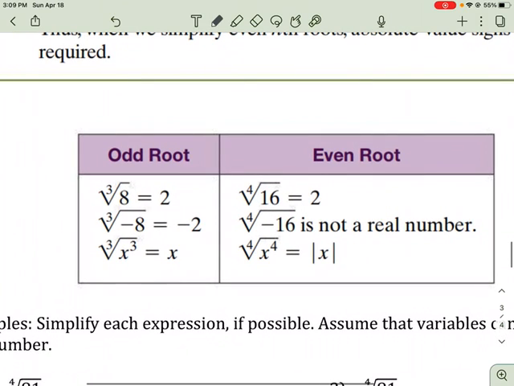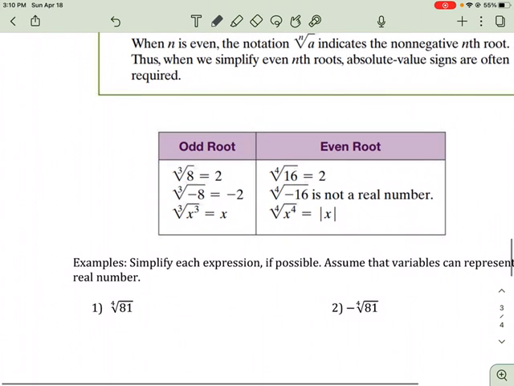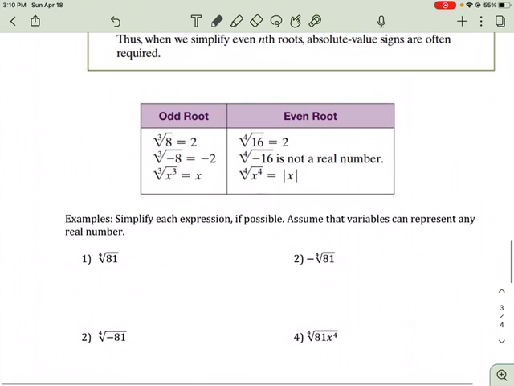Okay, so here's a nice comparison. If you're an odd root, the cube root of 8 is 2, the cube root of negative 8 is negative 2, the cube root of x cubed is x. If you're an even root, the fourth root of 16 is 2, the fourth root of negative 16 doesn't exist, and the fourth root of x to the fourth is the absolute value of x because we can't guarantee that's a positive number for x. Okay, so I thought that was a really nice comparison comparing the two.